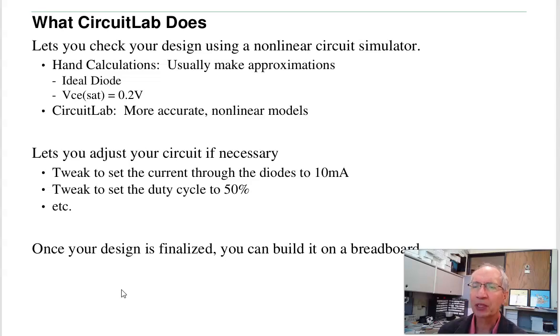What CircuitLab also lets you do is it lets you adjust your circuit if necessary. If I'm trying to get the current through the diodes to be 20 milliamps or 10 milliamps, and it's a little bit off, I can adjust the resistors just by double-clicking, changing the value, trying to get a value that's closer. Once your design is finalized, you can then start building the breadboard.